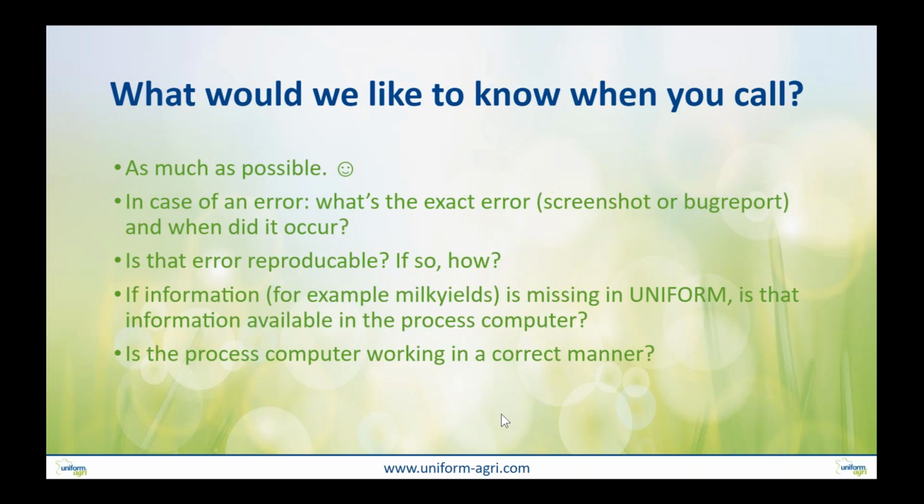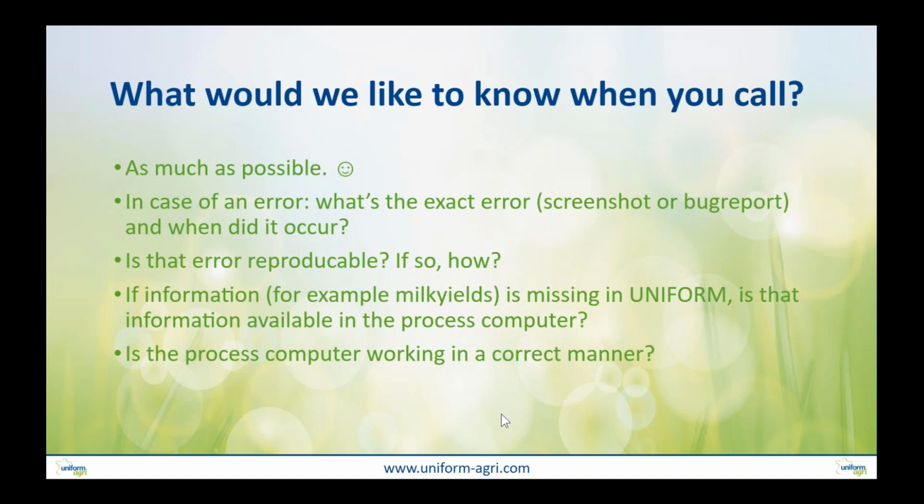Also, it might sound very straightforward, but if he misses information, for example the milk yields in Uniform, is that information actually available in the process computer? And also, what I said about the language barrier, sometimes the process computer is set to a certain language and we cannot change it. So then we would like to know from you, is the farmer missing something in Uniform? Then, is that information actually available in the process computer so we can actually receive it?